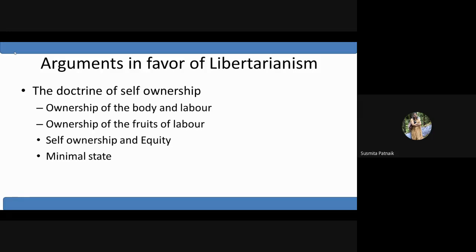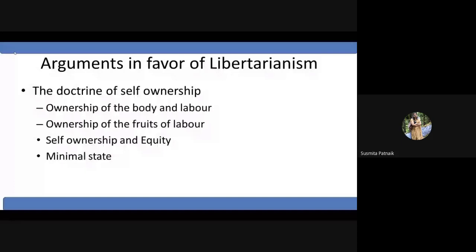Then the next one is called the minimal state. Here, what do you mean by a minimal state? A minimal state means the state should not interfere in the work of the individual, whether you are having any type of profit or any type of loss. The state is a minimal state, also called a night watchman state or a police state. The state should perform the protective function only. Protective function means the state should protect the rights of the individual.